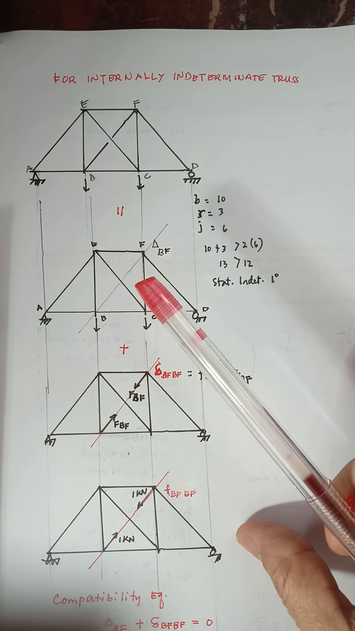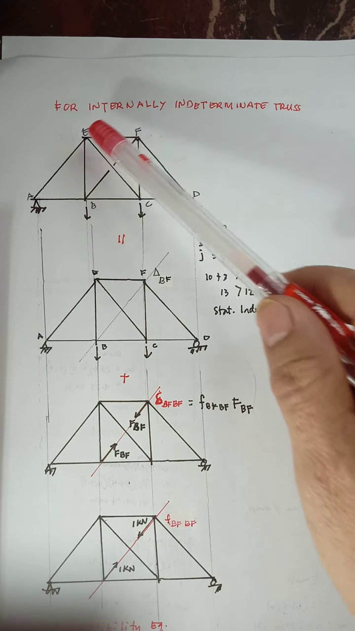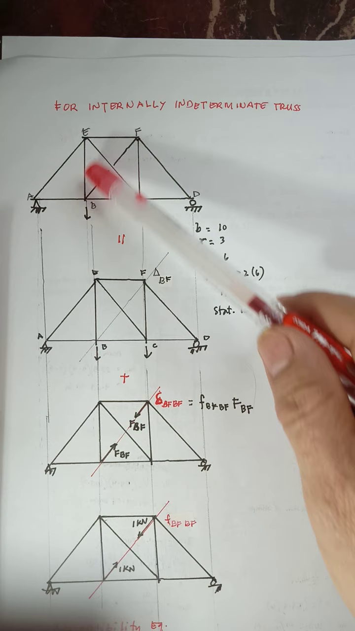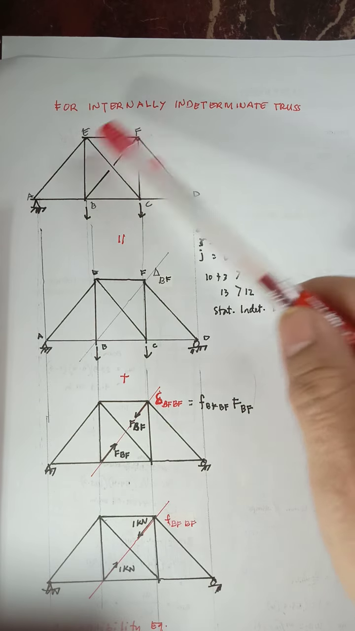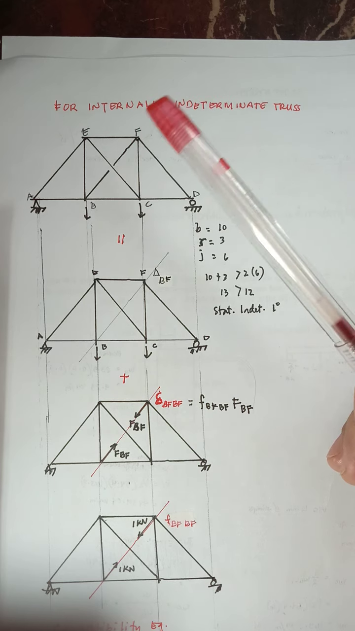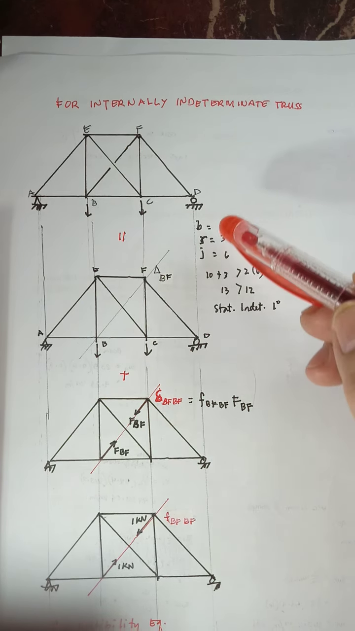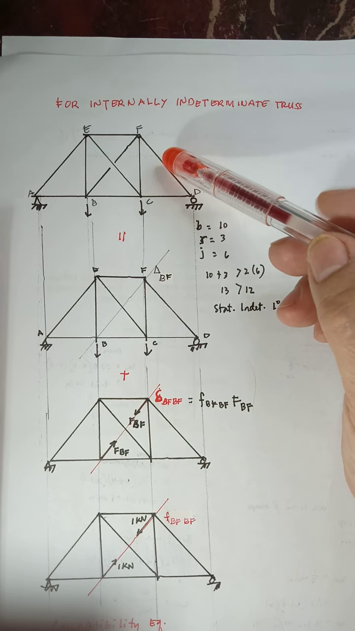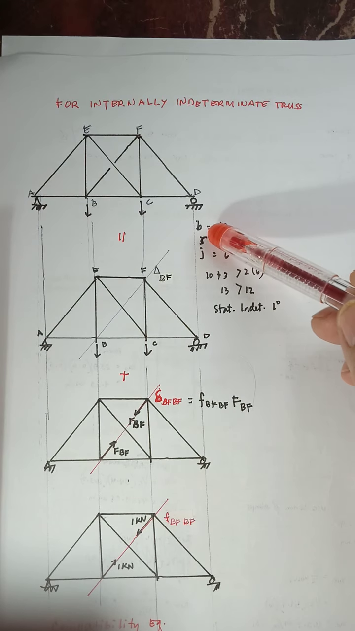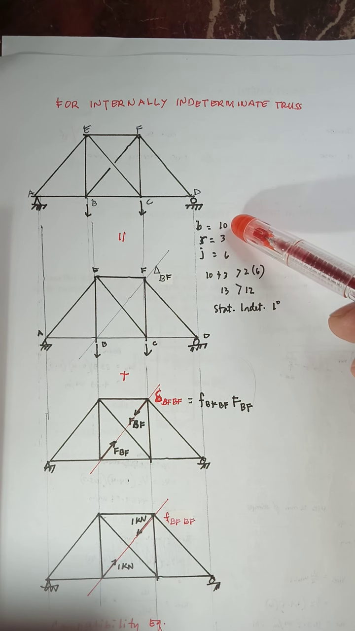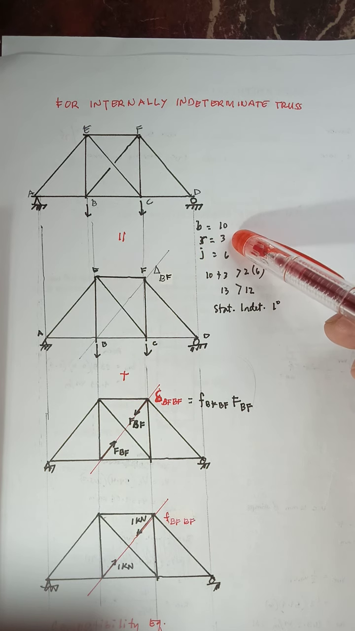But looking at the configuration of the truss, there is an X bracing at the middle panel. Obviously, this X bracing makes the truss indeterminate. So to check, we count the number of members: 1, 2, 3, 4, 5, 6, 7, 8, 9, 10. So the number of members is 10, and the number of unknown reactions is 3.